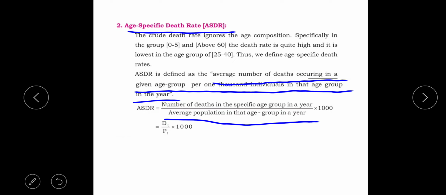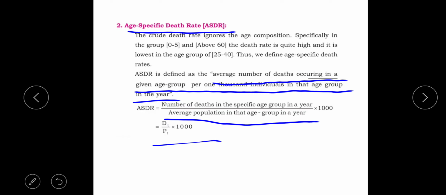Their only difference is that there we are taking the number of live births, and here we are taking the number of deaths in a specific age group in a year. So this can be written simply as dt divided by pt. So dt refers to deaths of a t age group and pt to the population of a t age group.